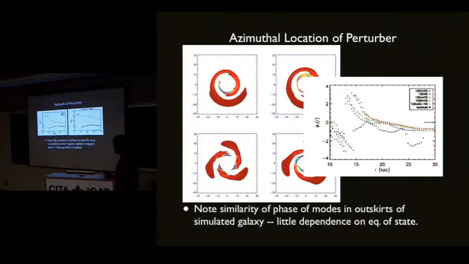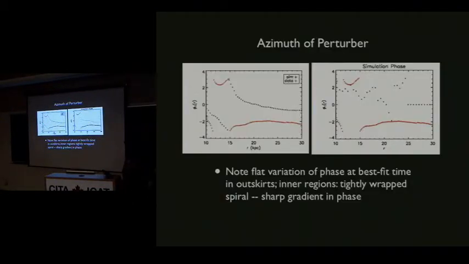Now, I'm just showing here a movie of the phase of the M=1 mode as a function of time in the black dots. Okay, it's varying as a function of time. I've overplotted in red the phase of the M=1 mode from the data.